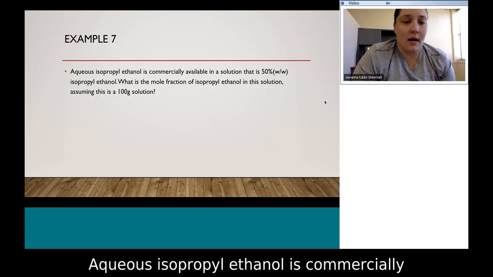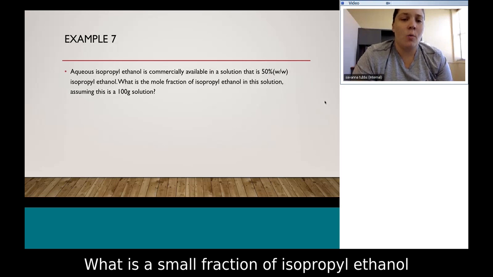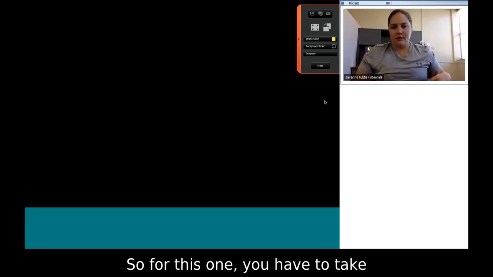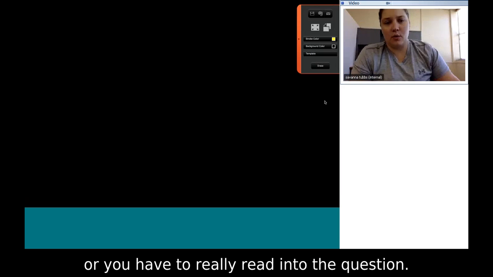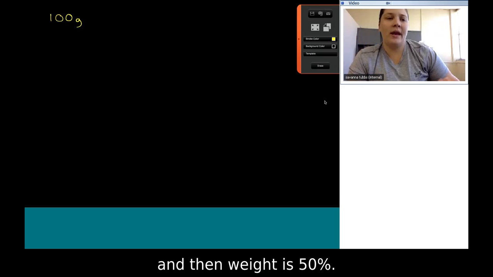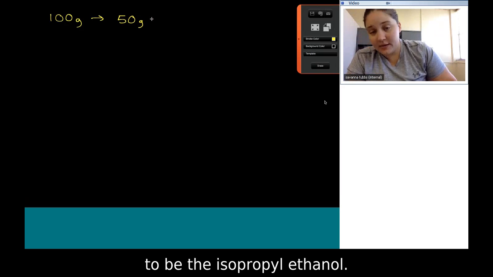Aqueous isopropyl ethanol is commercially available as a solution that is 50% isopropyl ethanol. What is the mole fraction of isopropyl ethanol in the solution, assuming this is a 100-gram solution? For this one, you have to really read into the question. It says that we have a 100-gram sample and its weight is 50%. So we know that 50% or 50 grams is going to be the isopropyl ethanol.